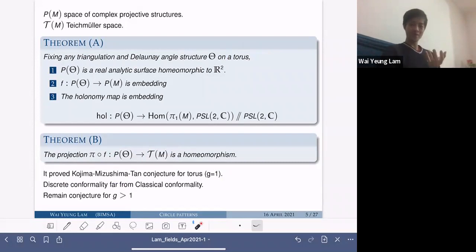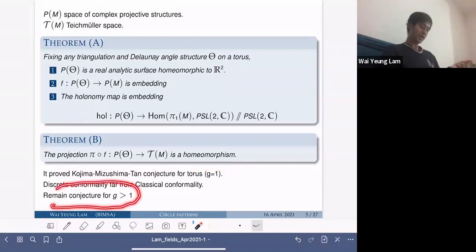And then I'm going to explain the proof, and especially how this quadratic differential Laplacian is used. Before that, I want to mention why I really like this theorem. This theorem tells you that this discrete conformal structure can be very different from the classical conformal structure, because whenever you pick two points in this space, you have two circle patterns with the same intersection angle. Usually we regard them as having the same discrete conformal structure. But if you look at the underlying classical conformal structure, this theorem tells you that they can be very different. So I think this is the very nice thing about this conjecture.